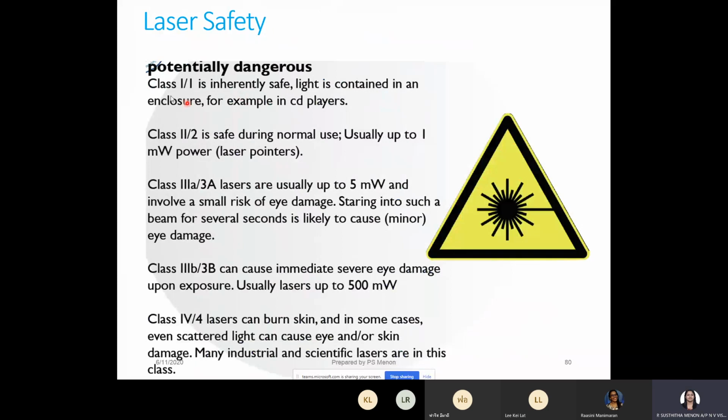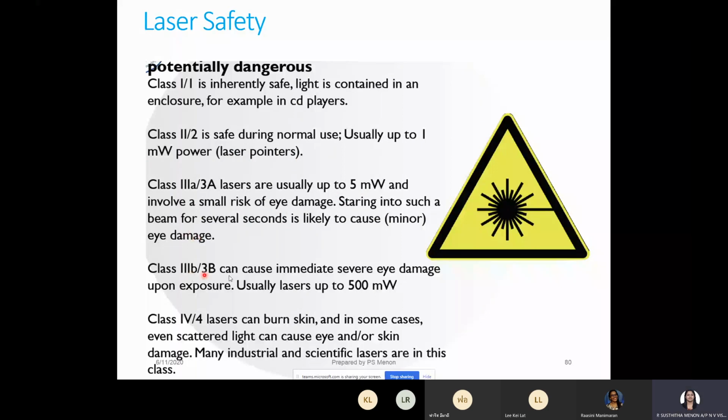If you find a laser which is class 1, it is inherently safe, and the light is contained in an enclosure. For example, CD players are class 1 because the laser is contained inside the CD player. Class 2 is safe during normal use, usually up to 1 milliwatt power. A laser pointer is safe during normal use. That means you don't point it at somebody's eyes. Class 3 laser is up to 5 milliwatt, and it involves a small risk of eye damage. Staring into a beam for several seconds is likely to cause minor eye damage. It can damage your retina, right?